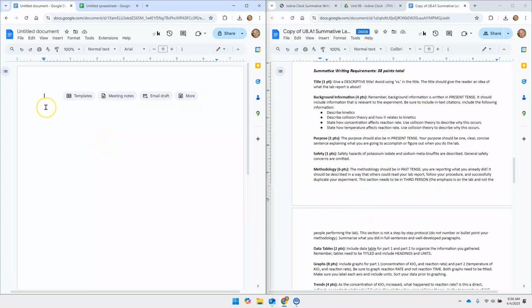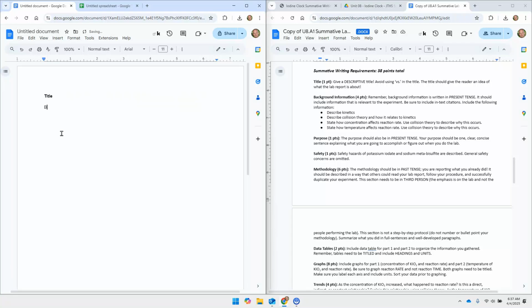We're going to begin by giving our lab a descriptive title, and we want to avoid using "versus" in the title. The title should give the reader an idea of what the lab report is about. So this was the iodine clock lab. Don't just call it the iodine clock lab. Think about what we were investigating in the lab. We were looking at concentration and temperature and how those affected reaction rate. ChatGPT or other sources of artificial intelligence are really great at coming up with titles. Just make sure that your title is descriptive.